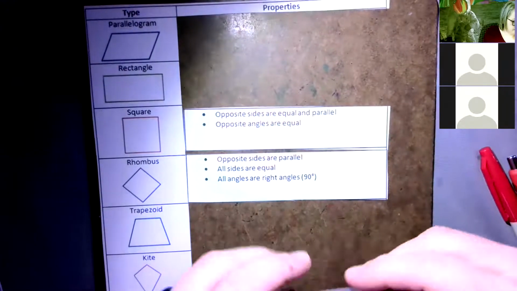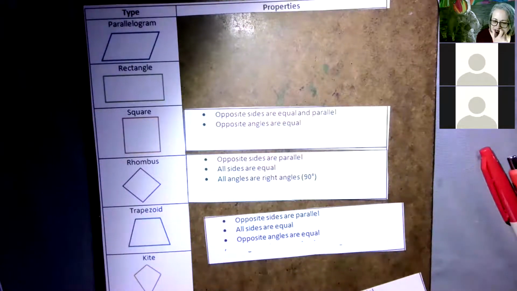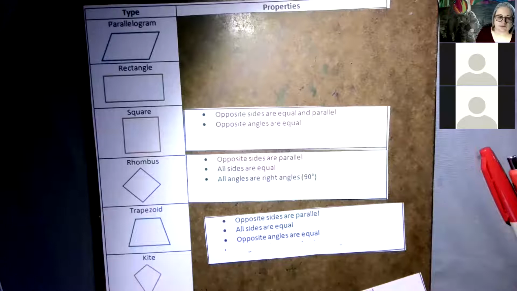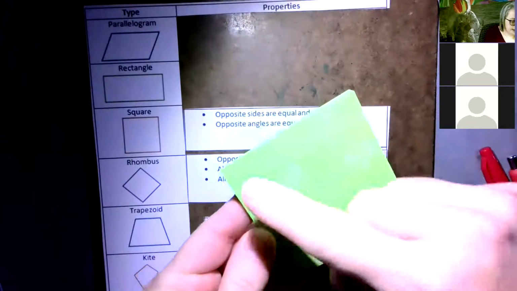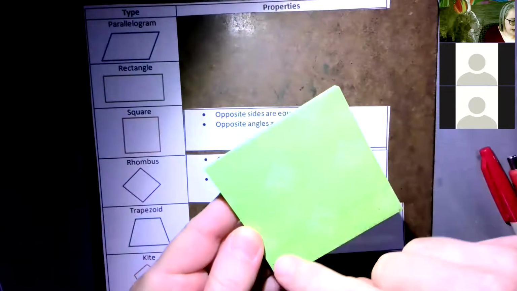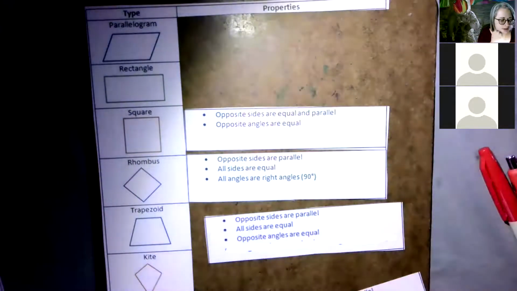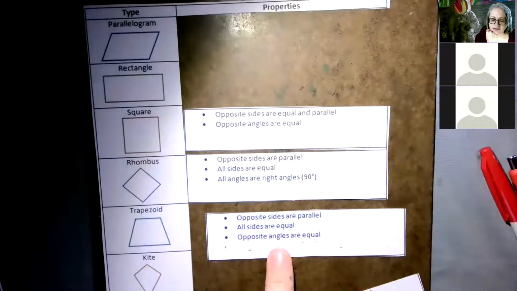Here we go with another one. Opposite sides are parallel. All sides are equal, and the opposite angles are equal. So when you're looking at opposite angles, you're looking at the shape and you're looking at opposite across from it. Like these two would match, and these two would match, but not all four of them. Which one of those where the opposite ones look like they're the same? Looks like all sides are the equal size.